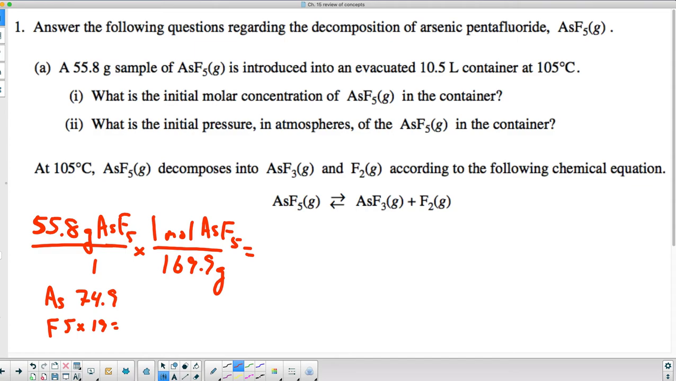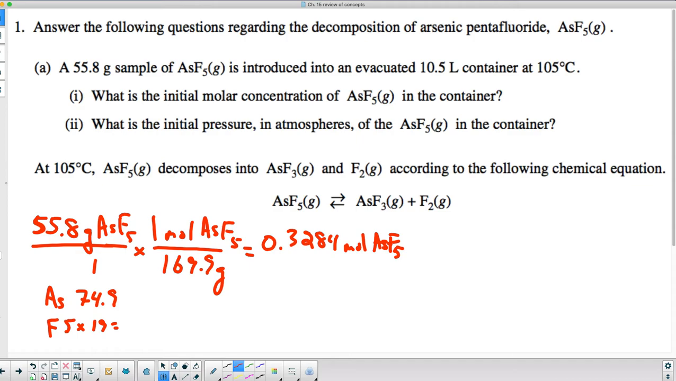Okay, so the number of moles I have here is 0.3284. I carry it out a little bit longer than I normally would. 55.8 is 3 significant figures, but I'm just going to carry this one out a little bit longer. This is my number of moles of AsF5, and that's my starting mole.